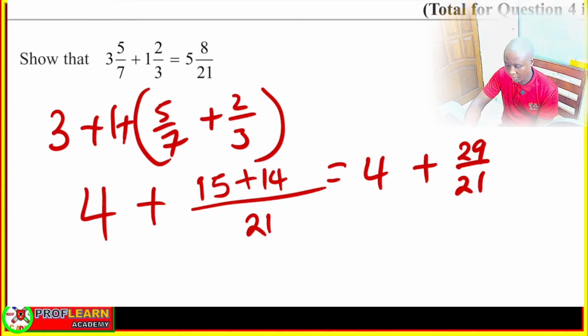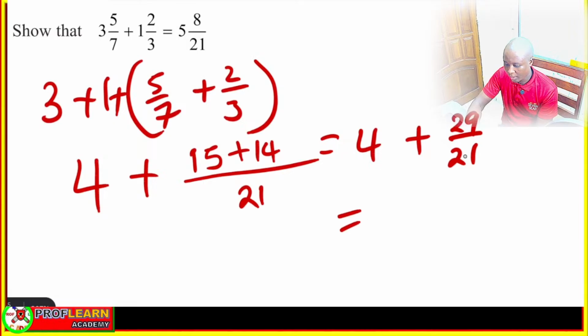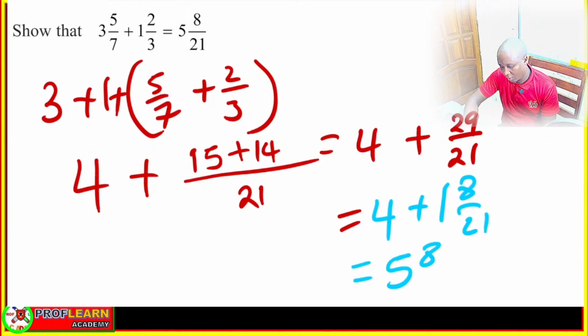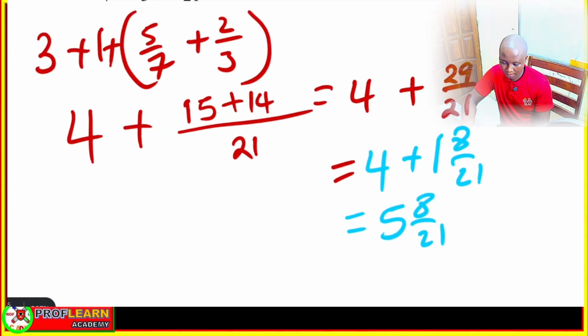29 over 21. So you can see here 21 can go into 29 one time, so that we can have 4 plus 1 and 7 over 21. Yeah, because no, that's not 7 but 8 over 21, 8 over 21. And then we can now add 4 plus 1, that's going to be 5 and 8 over 21. And that is how you deal with fractions and how you're supposed to add such numbers.